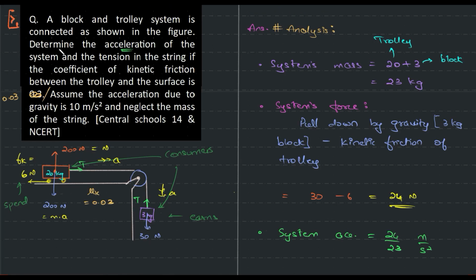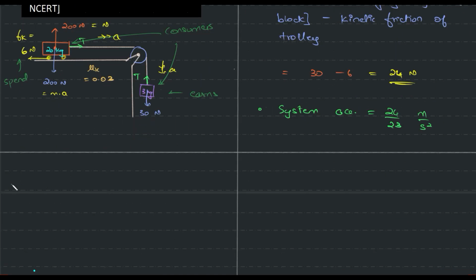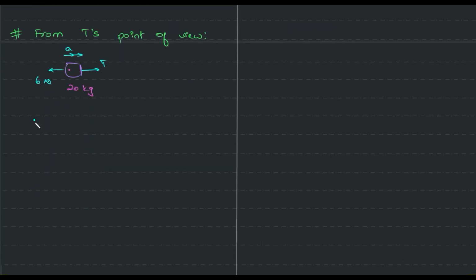We just have to determine the tension. So from the point of view of T, what is it that we are looking at? We have a block, we have a tension, we have 6 Newton also pulling back, and then at the same time we have an acceleration of 24 by 23, I'll just write it as A, and it's pulling 20 kg. So this is what it looks like from the point of view of T.